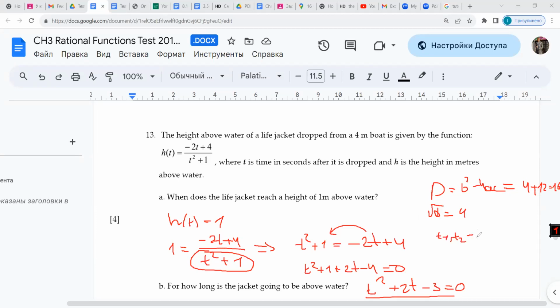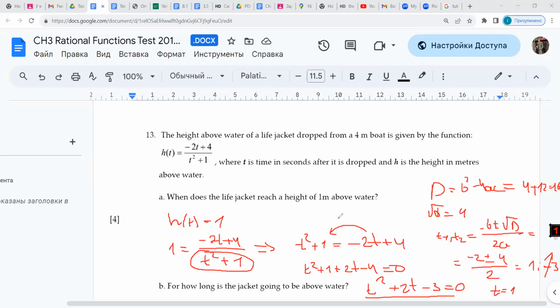t1 and t2 equals negative b plus minus the square root of the discriminant divided by 2a, which equals negative 2 plus minus 4 divided by 2. If we add, we get minus 2 plus 4 is 2 divided by 2, 1. If we subtract, we get negative 2 minus 4 is negative 6 divided by 2 is negative 3. But keep in mind that negative 3 is out of the domain for us, so we cannot use it. So my answer would be t equals 1 for A.